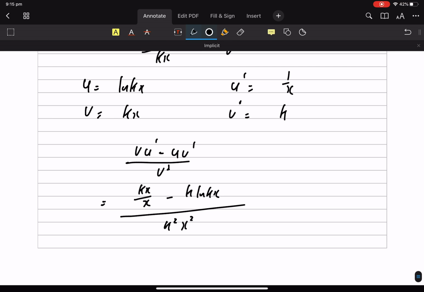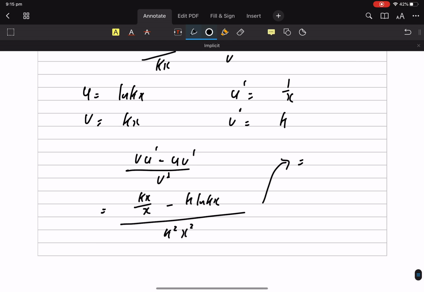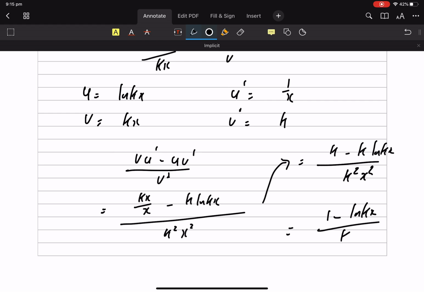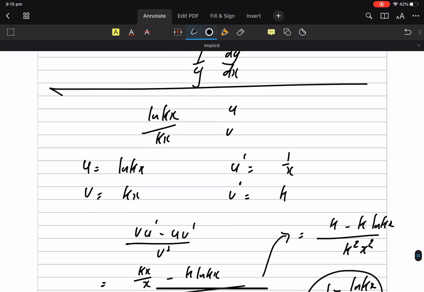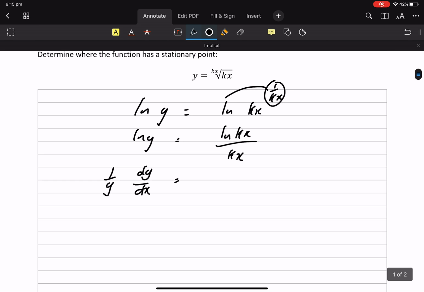Okay, let's go up here. K minus k log kx, because those x's just cancel, on k squared x squared. So we've got a k that'll cancel. One minus log kx on kx squared. So 1 minus log kx. I think that's right. Okay.